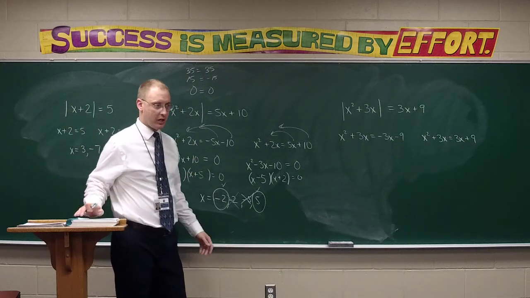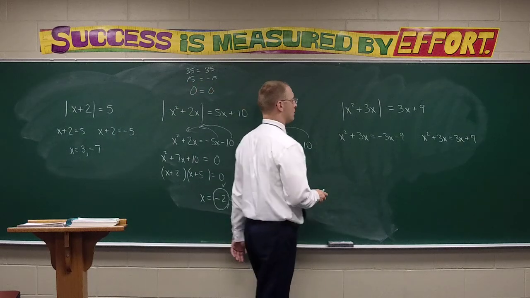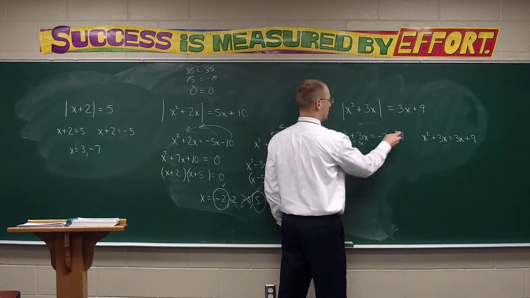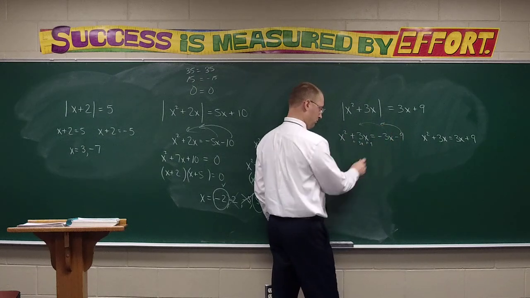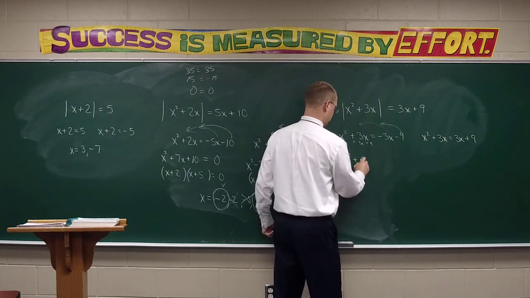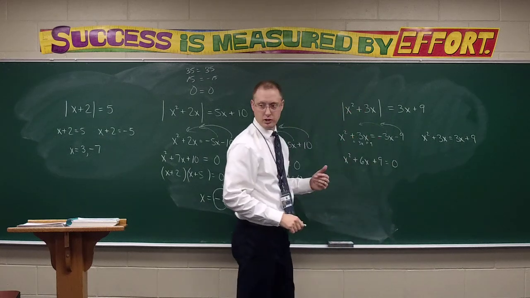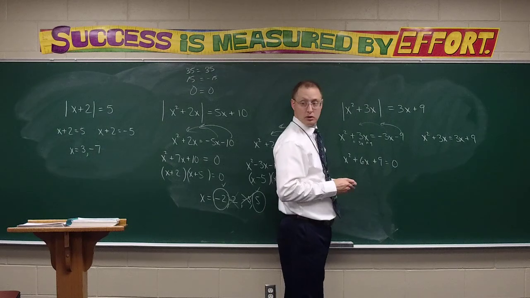All right, and let's take a look at the first equation. What do we need to do here? You need to move the 3 over as a positive 3, and then move the 9 over at the same time. So x squared plus 6x plus 9 equals 0. All right, what about on the other equation?